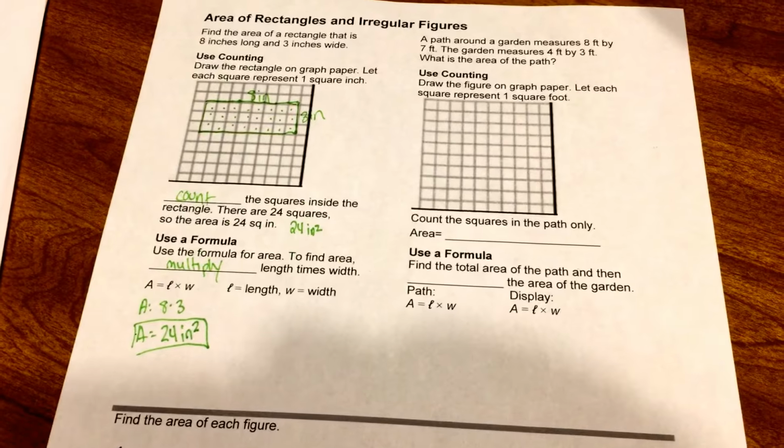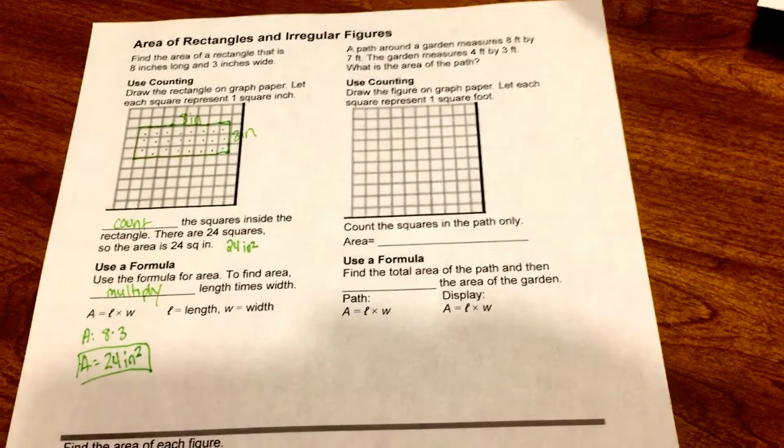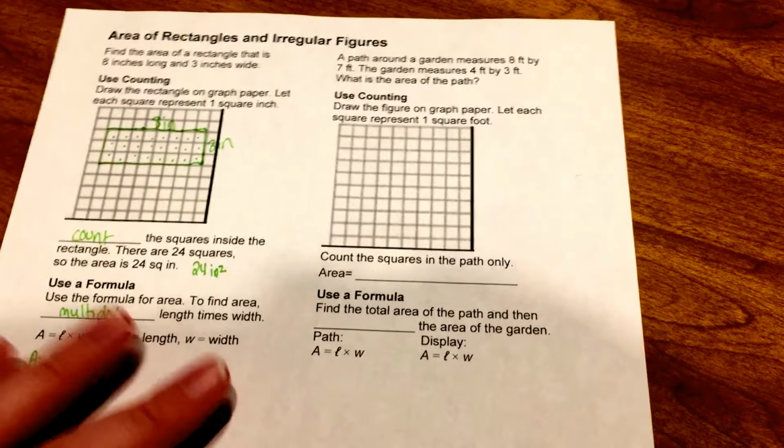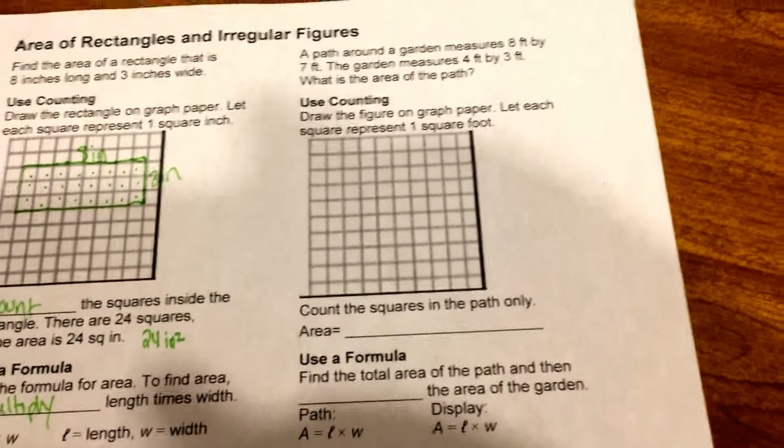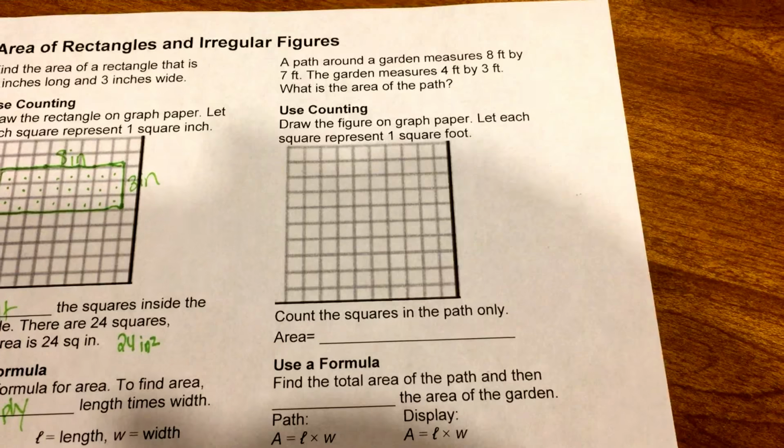Now, that part you're probably like, okay, this is super easy. The next part isn't terribly difficult. It just requires a little bit of thinking. We're going to talk about finding the area of an irregular or a not normal figure.